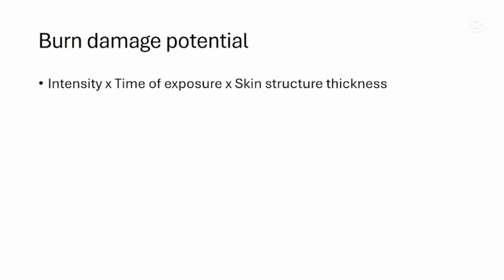So intensity: if you have a 44 degrees Celsius burn, hours at 44 degrees won't cause any harm. But 60 degrees Celsius for 1 second will give you a partial thickness burn. 70 degrees for 1 second will give you a full thickness burn.